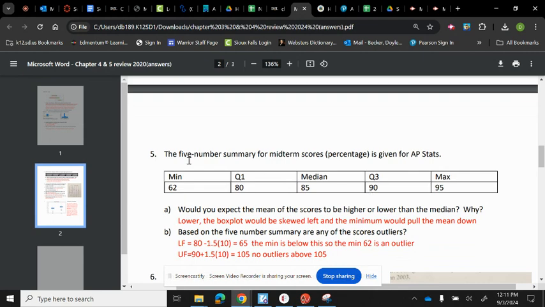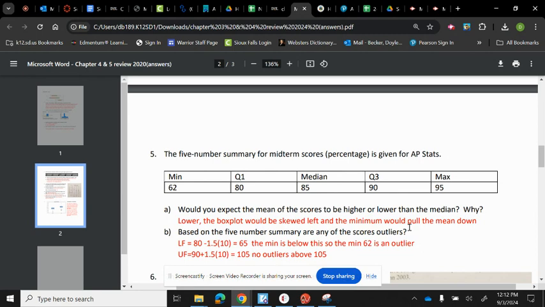All right, here we've got a 5-number summary for midterm scores in AP Stats. Now, we may not know the shape, so one way to find the shape is take the median and subtract the minimum. The left side would be 23 units long, and the right side is only 10. So this one is skewed to the left because it's longer going down to the minimum. So would you expect the mean to be higher or lower than the median? I'd expect it to be lower because it's skewed left, and it would pull the mean down. Same question.